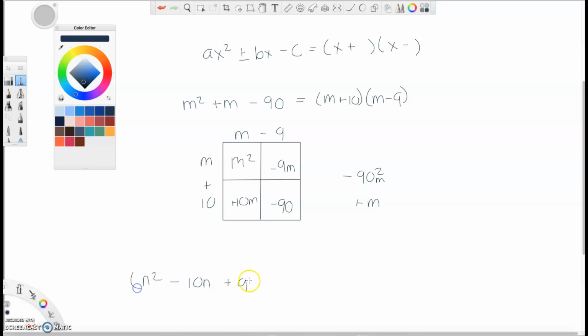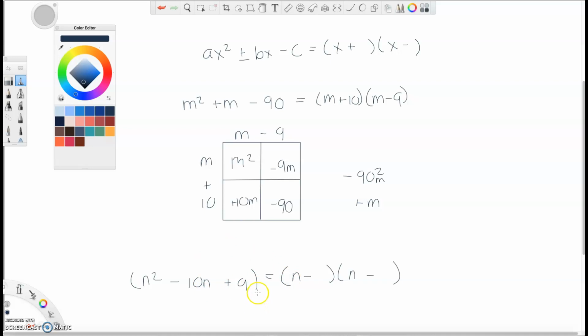All right? Now, I've got a plus over here, but I have a negative over here. Now, this is another great example. If you ever have a plus in front of the C and a negative in front of B, you know your factors are going to be like such. N minus some number times n minus some number. Because the only way to give you a positive multiplication but a negative addition is if both numbers are negative.